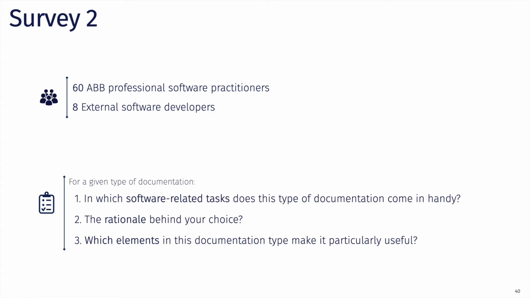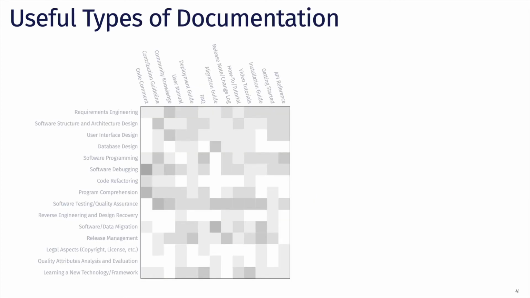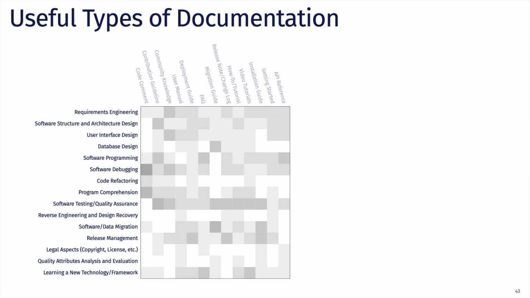Given a random documentation type like code comment, participants were asked to answer three basic questions. In which task does this type of documentation come in handy? What is the rationale behind their choice? And finally, which elements make it particularly useful? We answered this research question by analyzing a heat map depicting the percentage of participants who considered each documentation type being useful in different tasks.